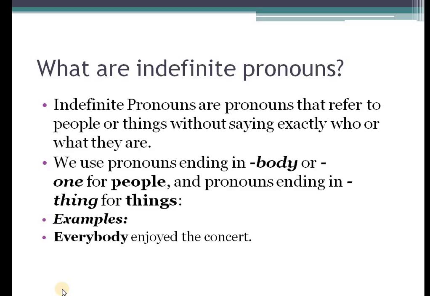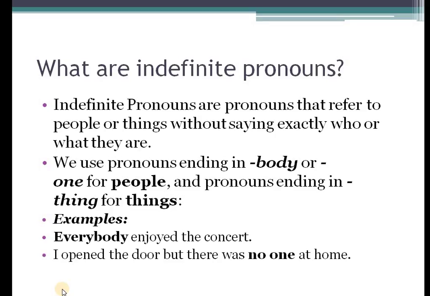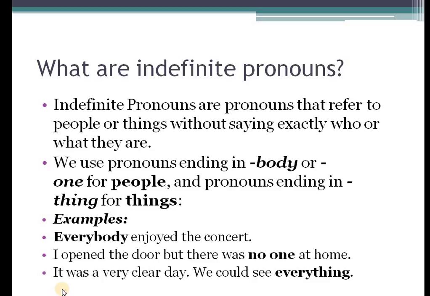Everybody enjoyed the concert. And notice that is an indefinite pronoun, right? Next one. I opened the door, but there was no one at home. No one. That is another indefinite pronoun. It was a very clear day. We could see everything. And so these three examples are examples of indefinite pronouns.